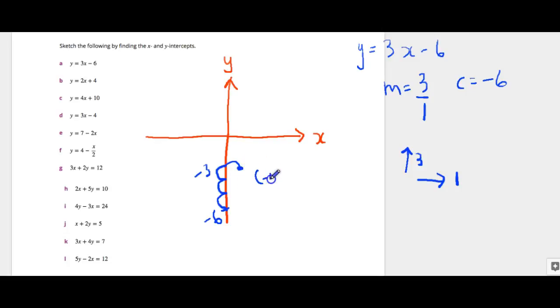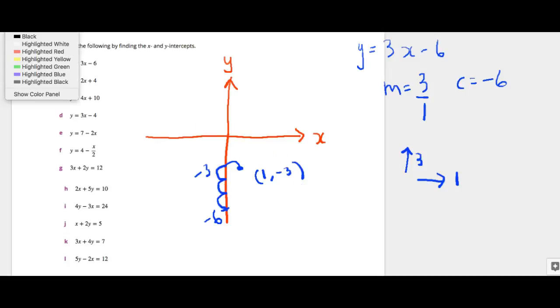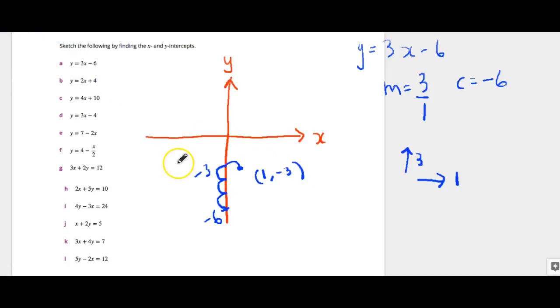You don't have to write it on. Whoops, not negative. We'll write the x first. 1, -3. Now I'm going to do it in a different colour here, my straight line, although they're never really that straight. We'll do it in black. So your straight line goes through here and here.